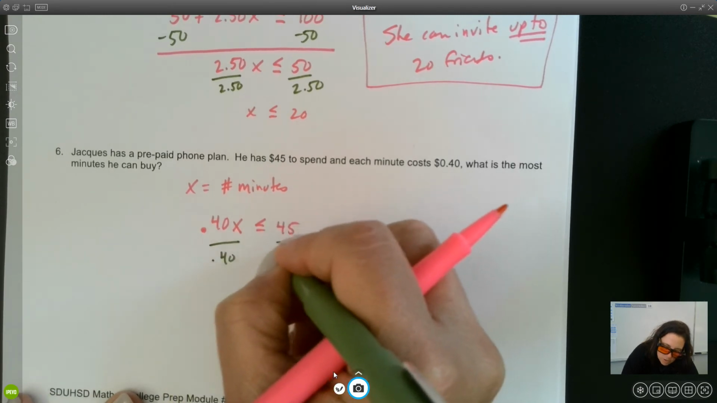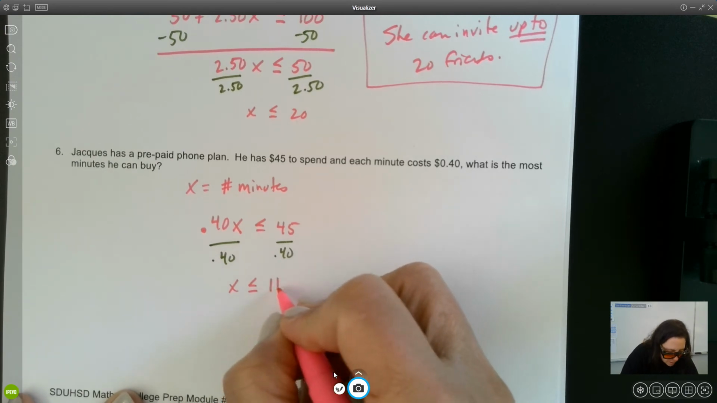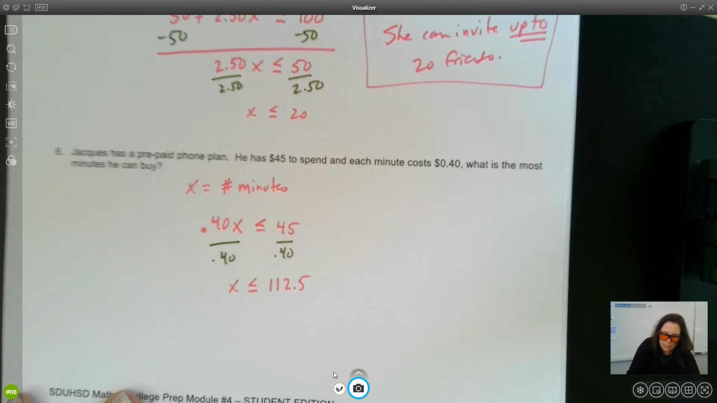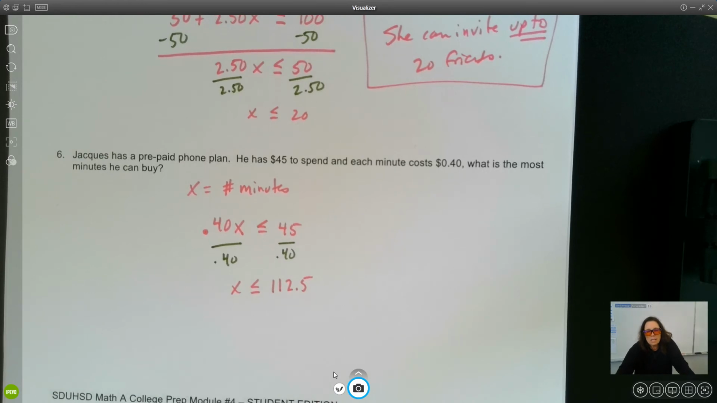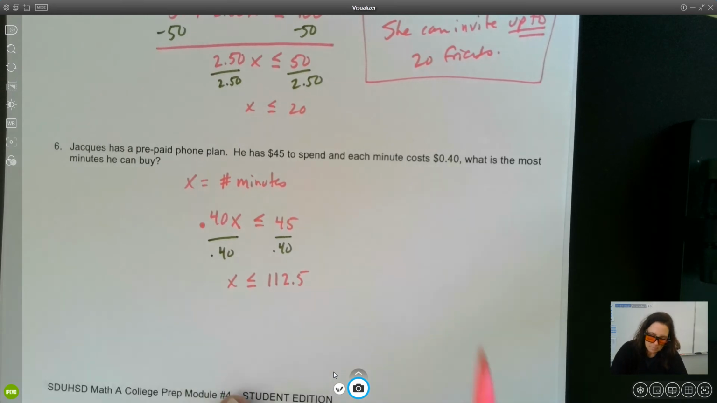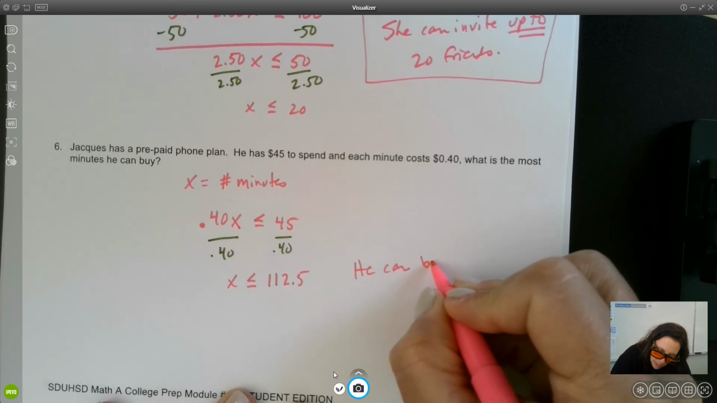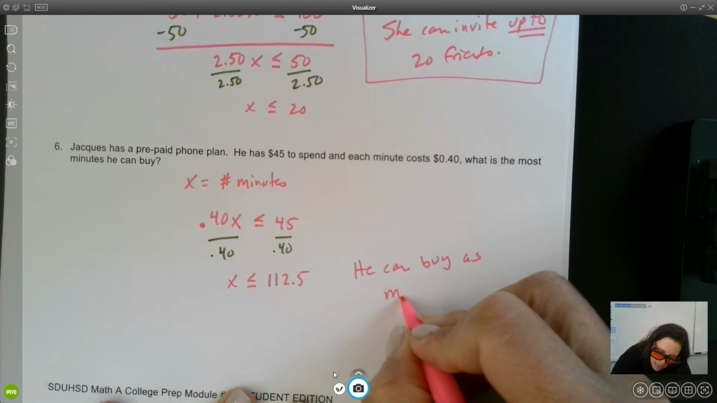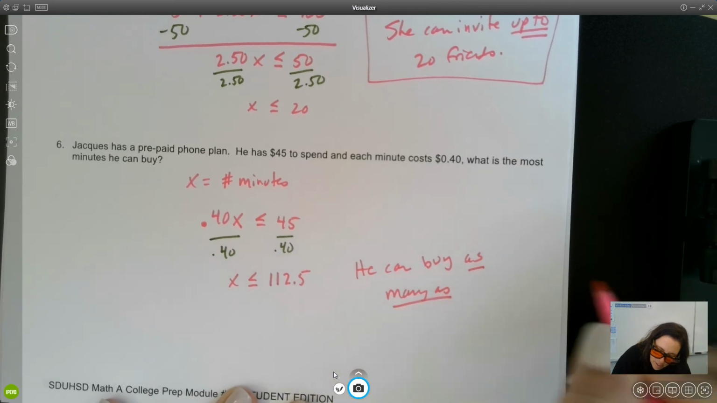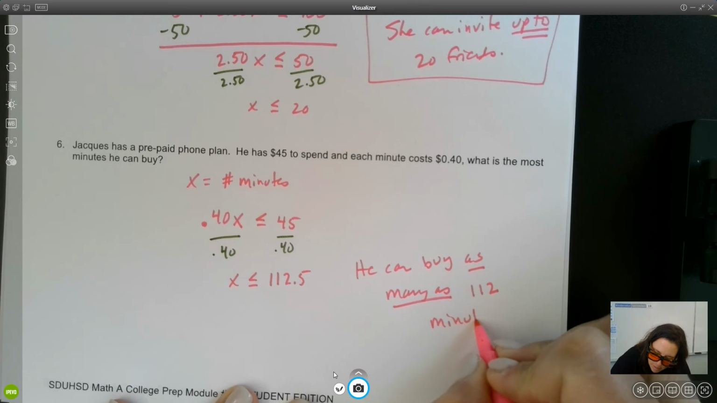Divide by the 0.40. And that comes out to be this ugly 112.5. Okay, do you think any company is going to give you a half of a minute? Okay, you have to be less than or equal to that. So your answer would be he can buy as many as, okay, and that takes care of that inequality, 112 minutes.